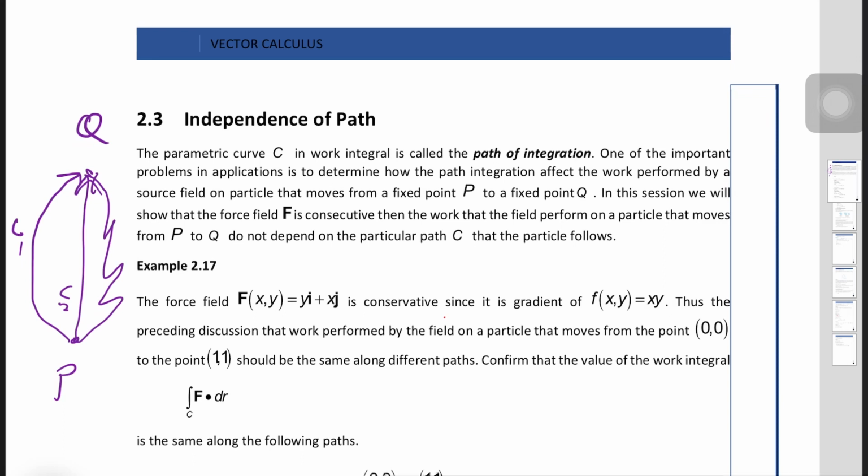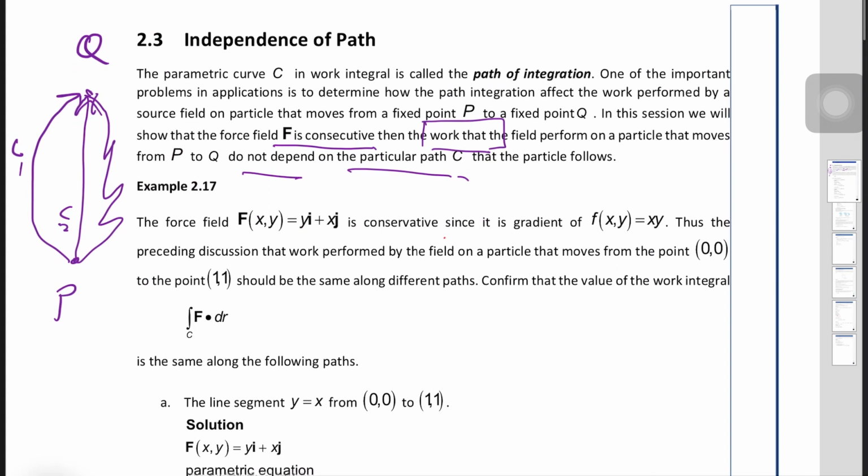In this section, we will show that if the force field F is conservative, then the work that the field performs on a particle that moves from P to Q does not depend on the particular path C that the particle follows. So in this section kita assume that F is conservative. Then we want to show that when F is conservative, the work done yang kita cari does not depend pada particular C.